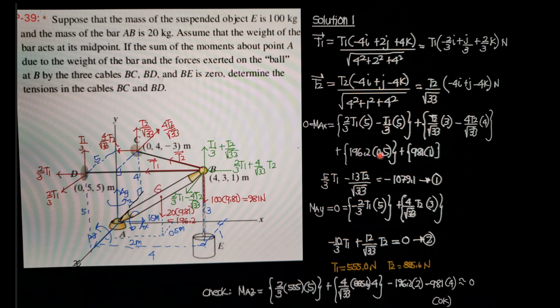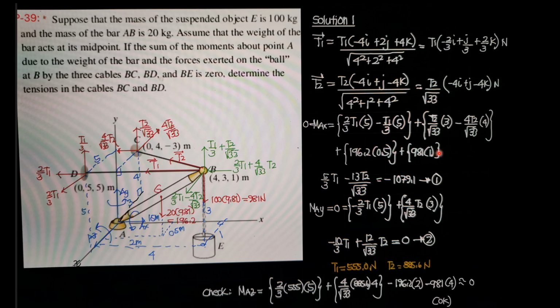By the way, we also include the moment of the weights. So this is positive. The moment of this is positive. That sense, that's the x-axis. This is in front of the x-axis, so that's why the moment is the same sense as that. So plus 196.2, the moment arm is 0.5. And for this 981 Newton weight, it's also plus, that's the sense, and it is 981 times that distance, which is 1 meter. That's it.